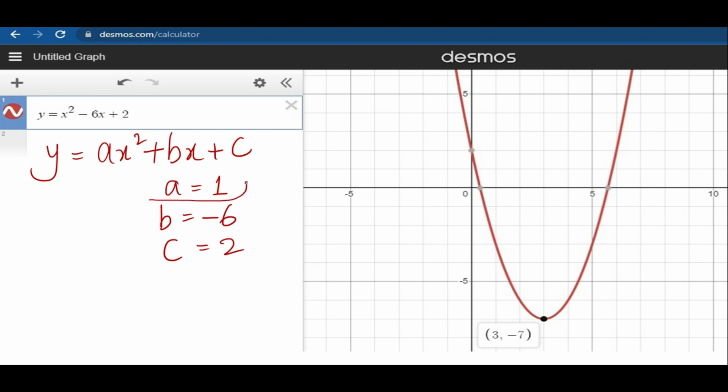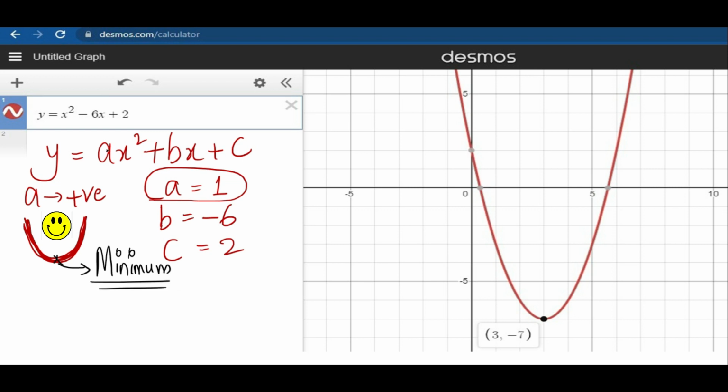If you look at the value for a, when a is a positive coefficient, or if you have a positive number there, then remember it's going to be a happy face. So a positive means you have a happy face, a parabola which is like a U. And the point here is a minimum point.